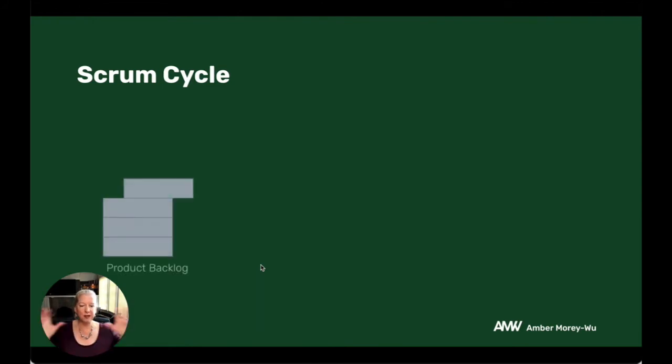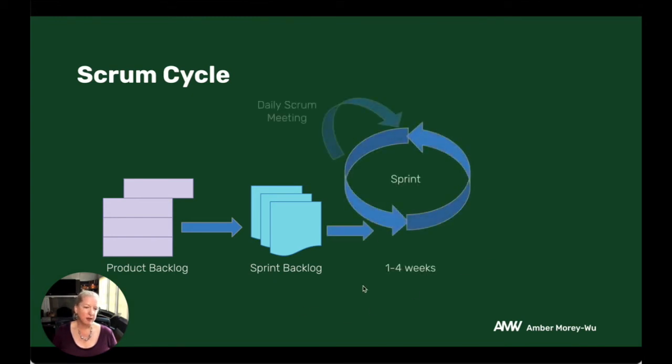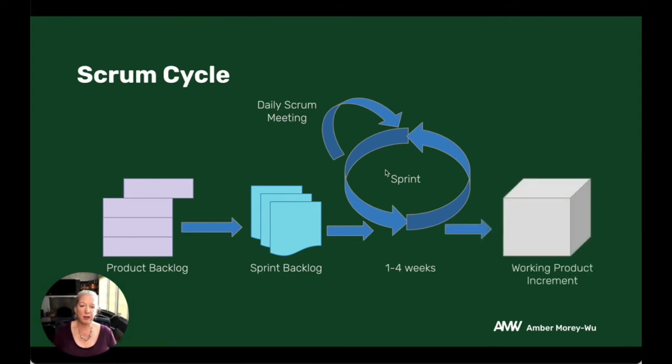So just to visually bring this together, I mentioned we have the product backlog. Each time the team picks up an increment of that backlog and creates their sprint backlog, we have that sprint and the daily Scrum meeting, which happens every single day during that sprint, and at the end of it, we have a working product increment.